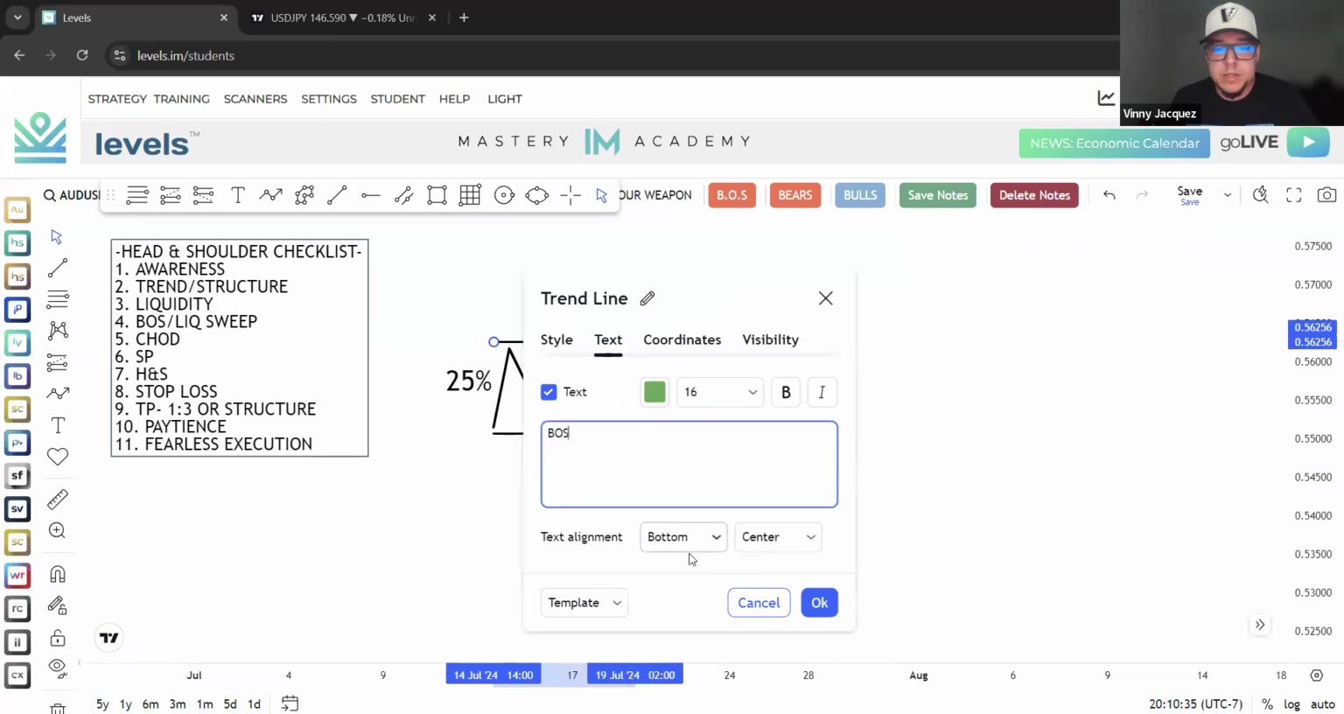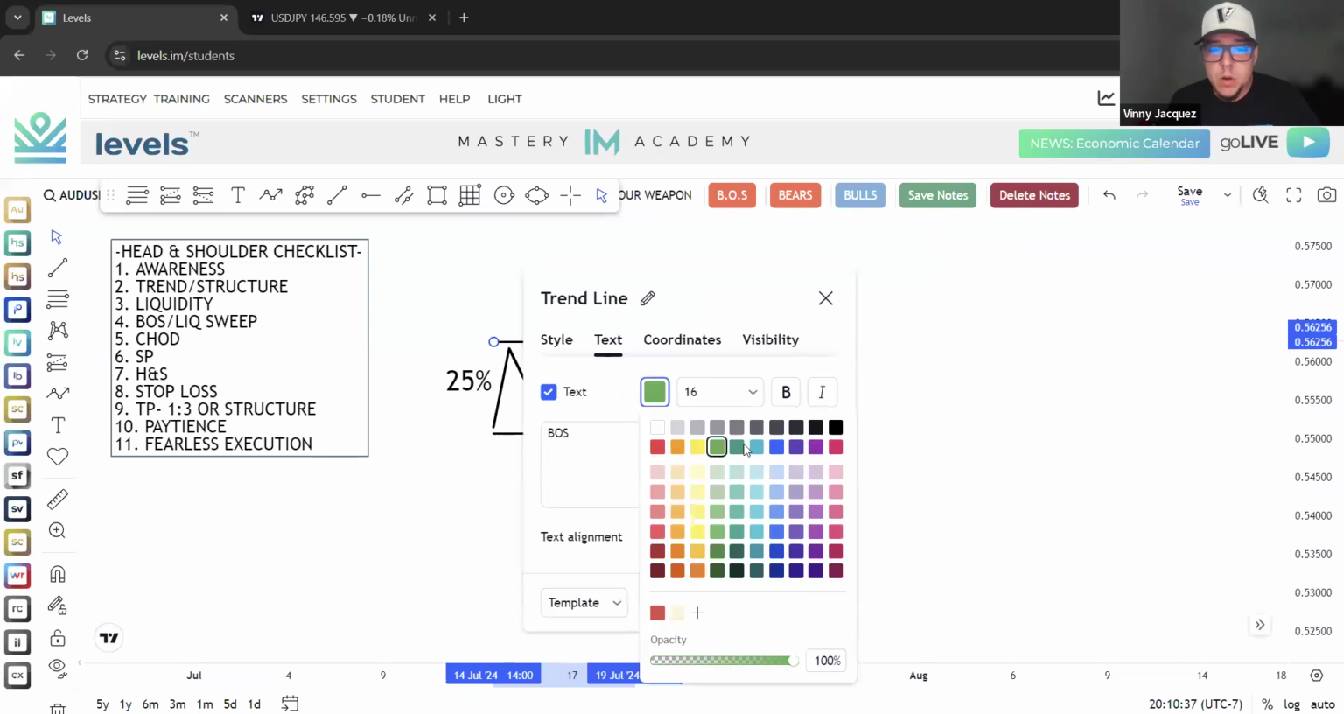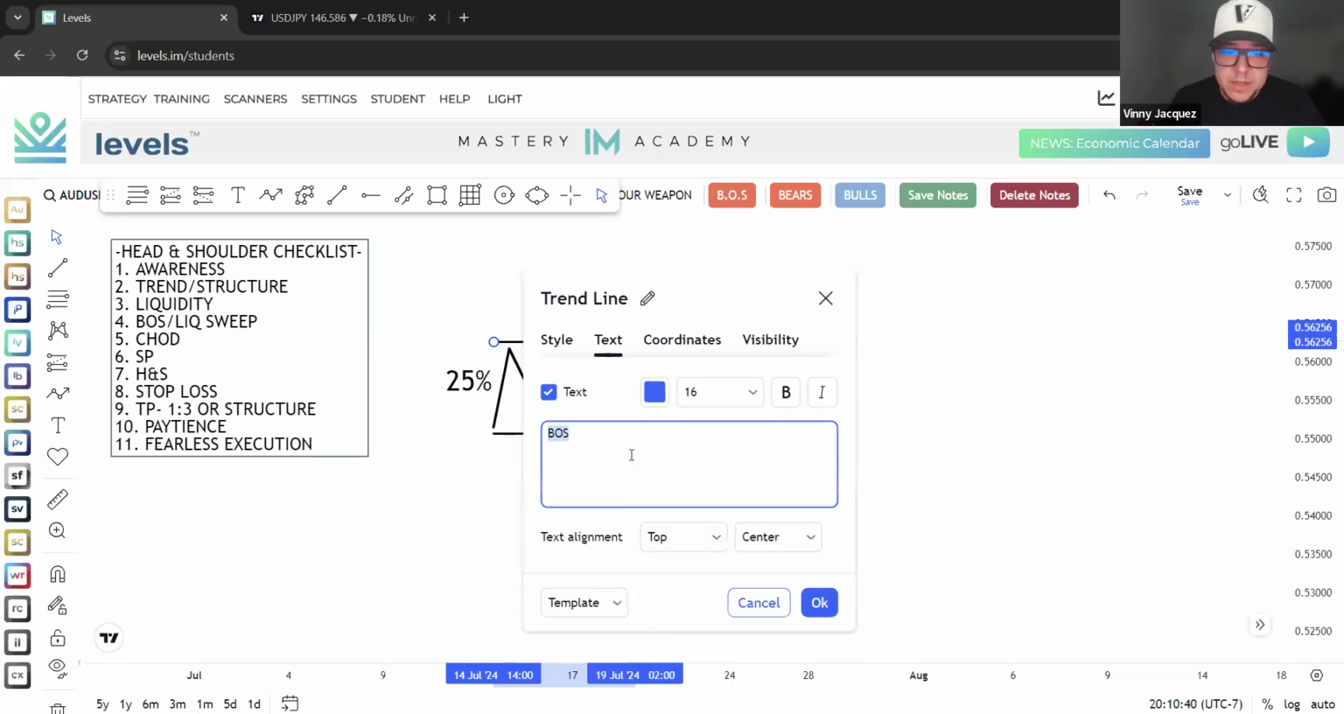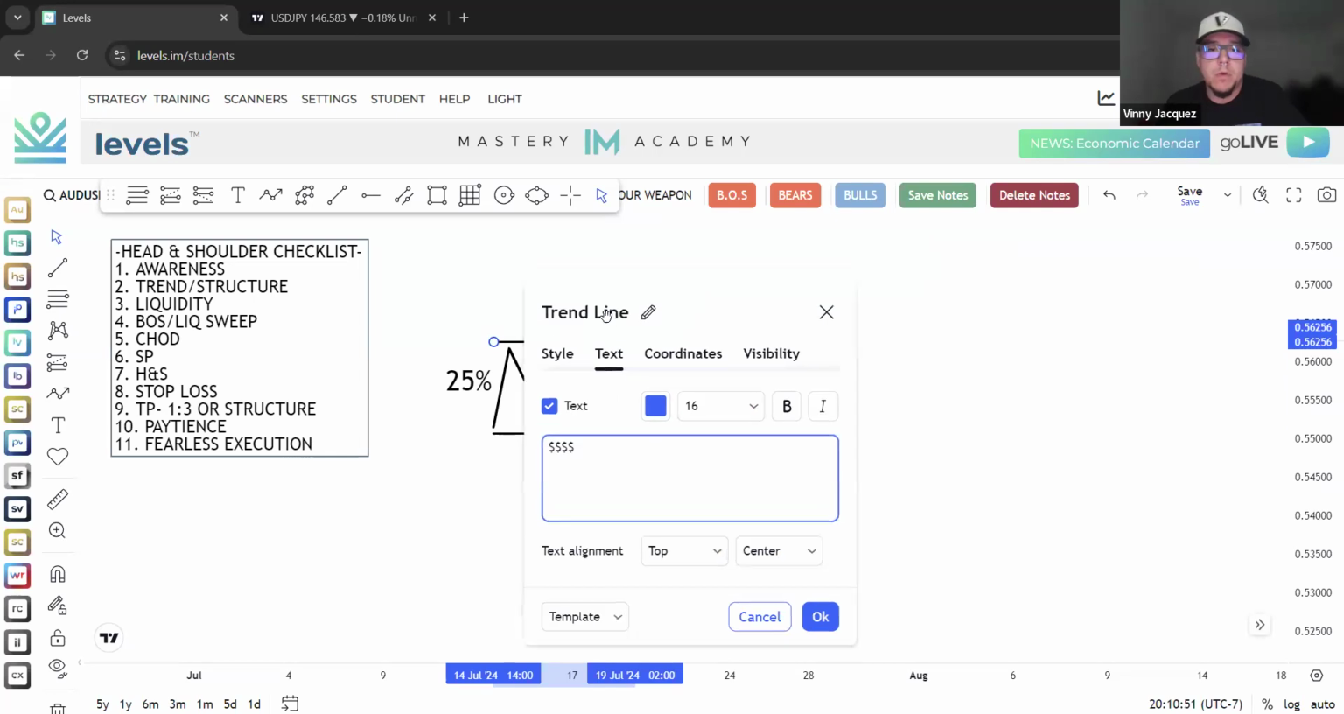This is called the BOS, right? This is called the BOS. This is also a liquidity sweep. So when you see the X's, guys, this is a liquidity sweep. You'll see something that looks like this, guys, on a lot of people's charts. You'll see dollar signs, right?